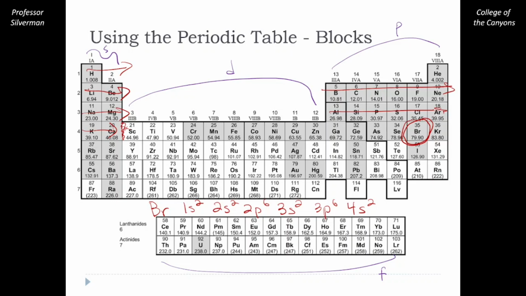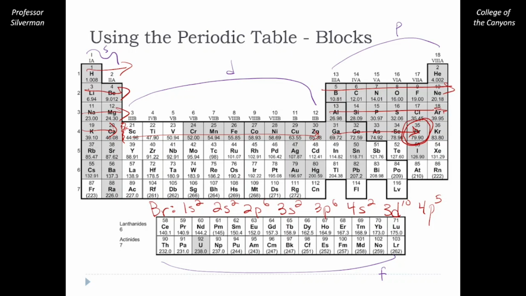asterisk here, subtract 1 for your d block. Traveling through the d's here, this is the 3d's, all 10 boxes, and then 1, 2, 3, 4, 5 boxes to get to bromine. We're back to 4p5. We did this example earlier, kind of a longer way.